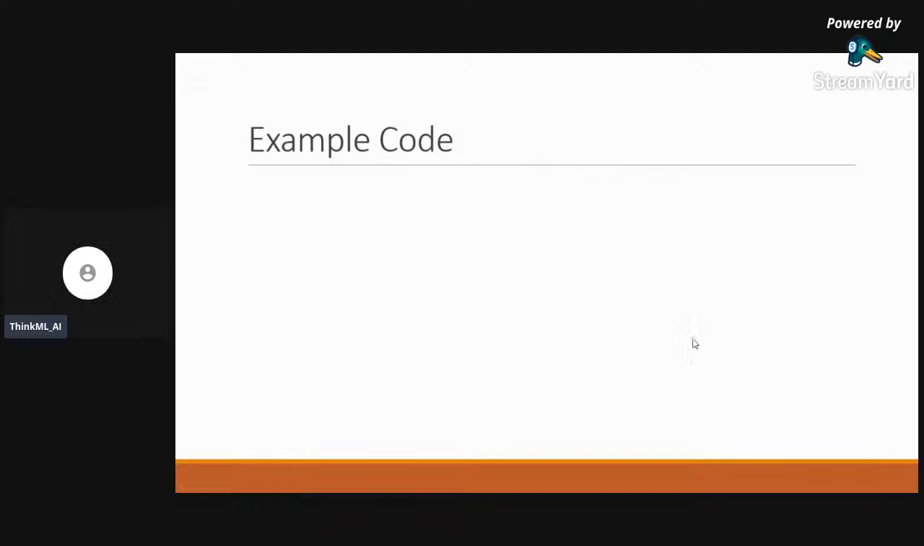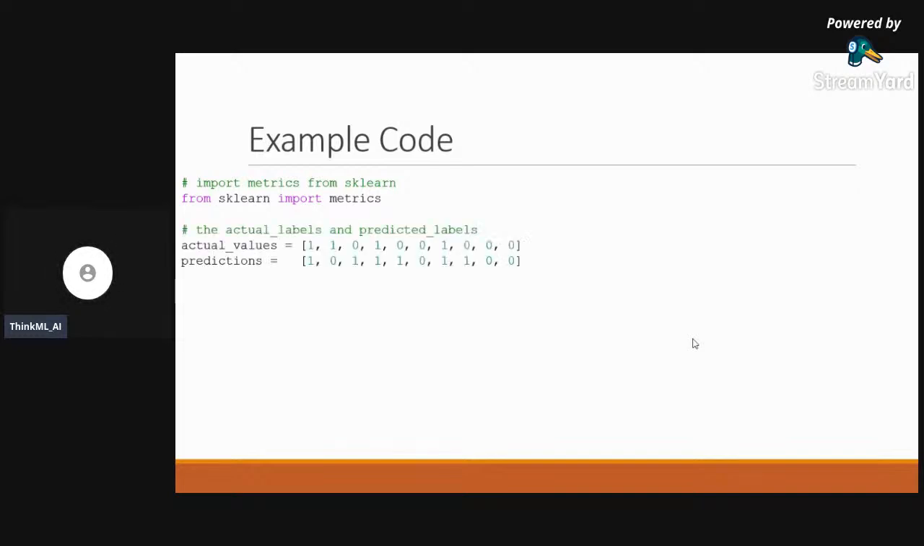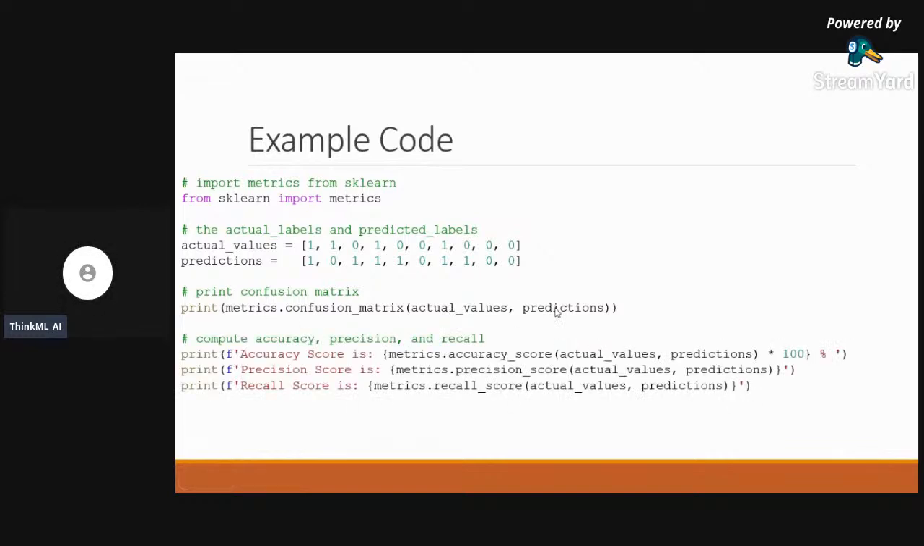Now an example code, how to use this in Scikit-learn. There is a metrics module in Scikit-learn. Let's say these are the actual labels, that is the ground truth, and the predictions made by the algorithm. To compute the confusion matrix, metrics.confusion_matrix is a function, and the input is the ground truth and the predictions. It will give you the confusion matrix. To compute accuracy, there is metrics.accuracy_score. For precision, metrics.precision_score. metrics.recall_score is for recall.